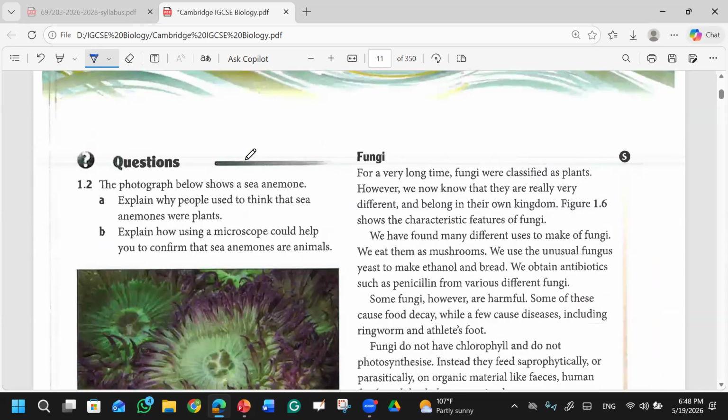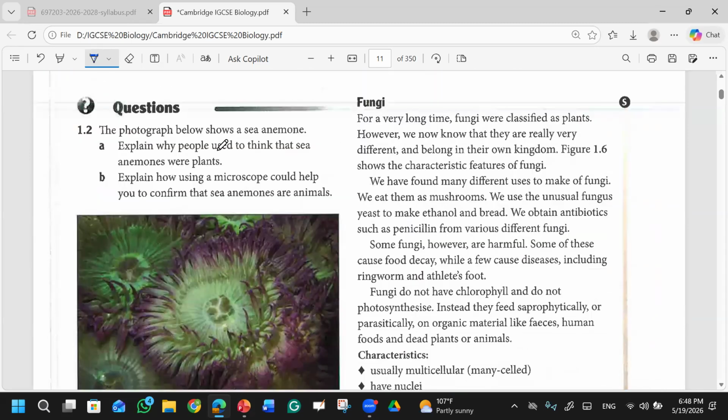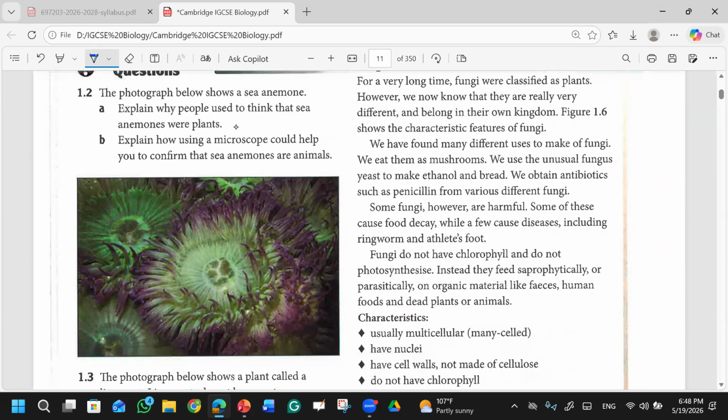They have mentioned: the photograph below shows a sea anemone. Explain why people used to think that sea anemones were plants. This we have discussed so many times. This is an example of sea anemone. If you see, it looks like a plant, right? But why did people think that it is a plant in ancient times, previous times?